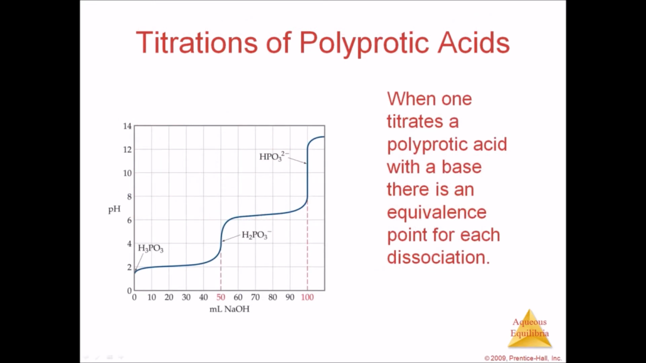Finally, when you have a polyprotic acid or diprotic acid, basically anything with more than one hydrogen proton, you can actually see that you'll get a curve with 3 different lines on it. The Ka values for these can be determined.